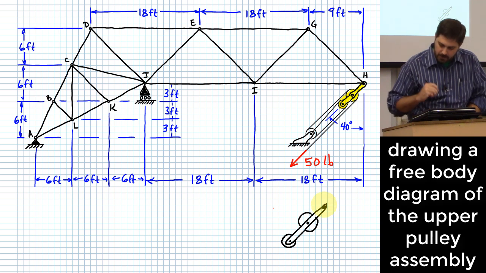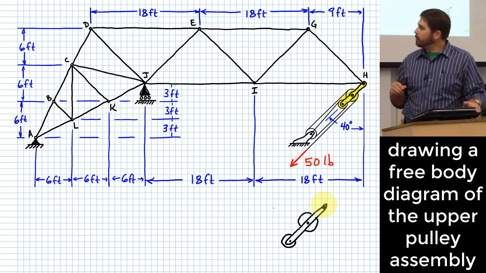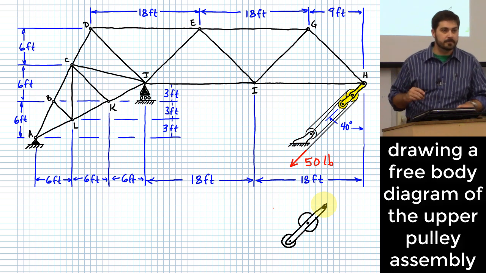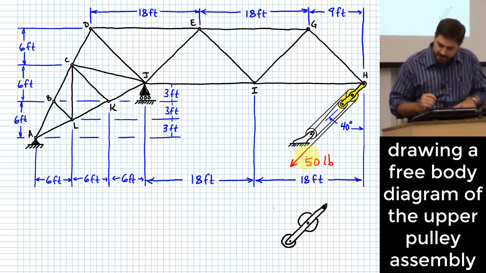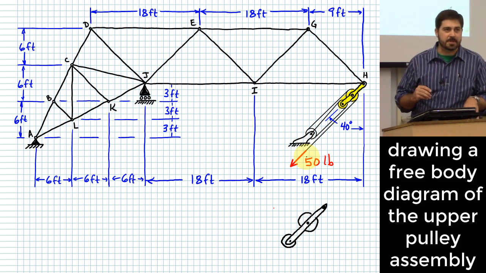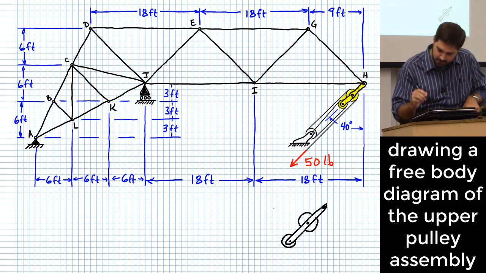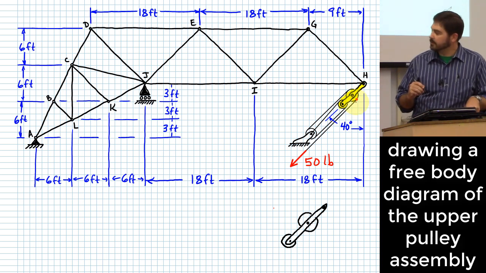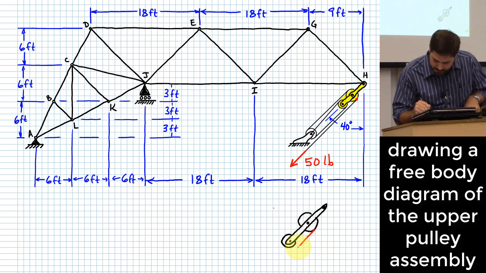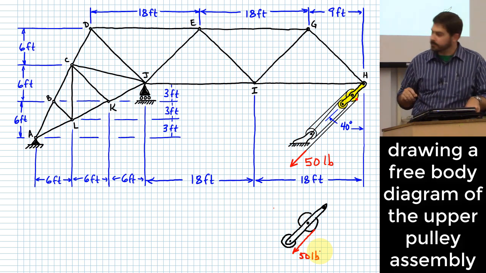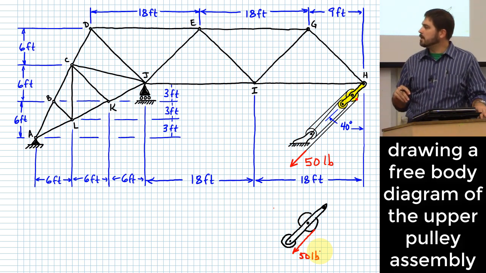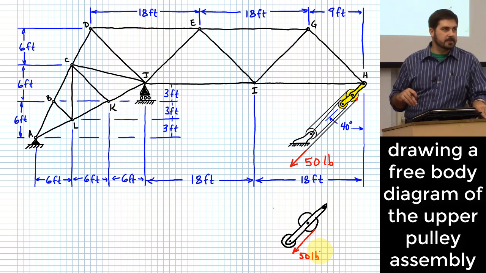Now let's think about the forces that would be applied to that piece. One of them might be pretty obvious, and it's because it's given. We're saying we're pulling on one of the ropes with 50 pounds. So where would we put that? Where does that rope go? Goes to right here. So why don't I show 50 pounds pulling right here? So far so good. But what else?